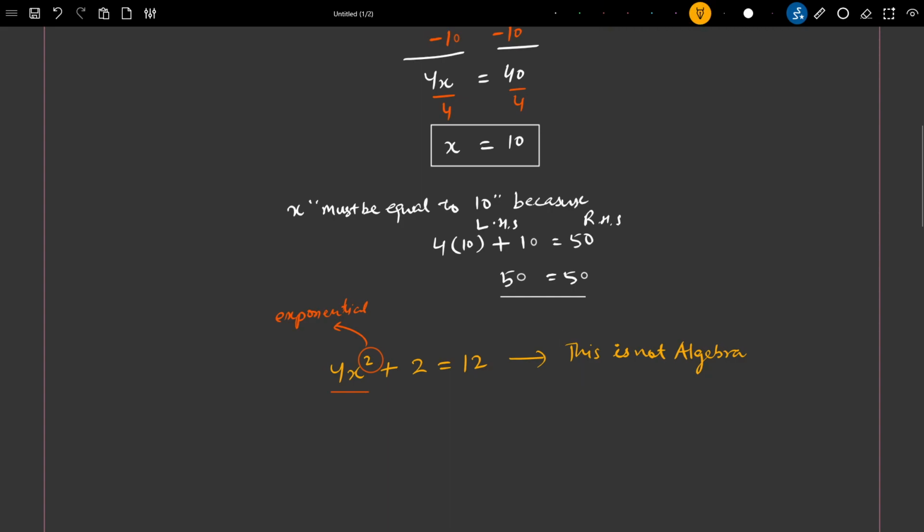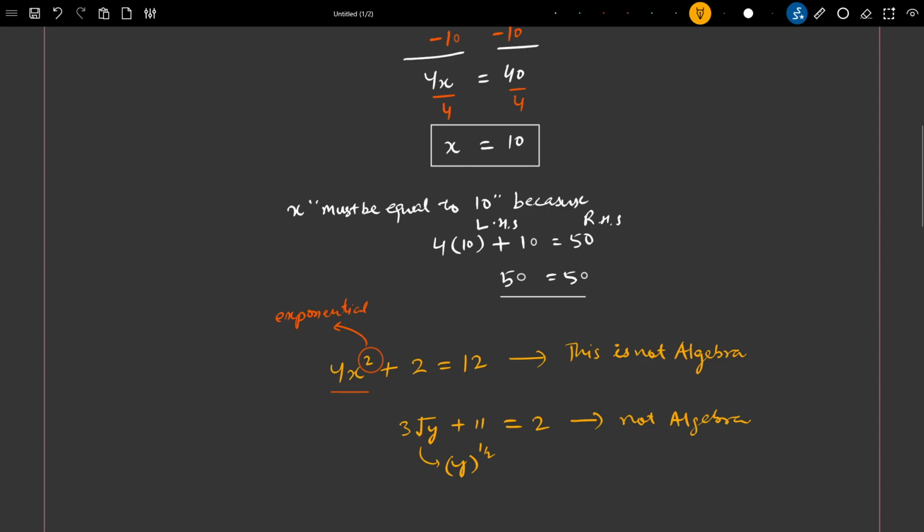To give you another example, the root of y plus, let's say, 11 equal to 2. This is also not algebra, because we can also write it as y raised to the power 1 by 2. So this is also not algebra. Okay.